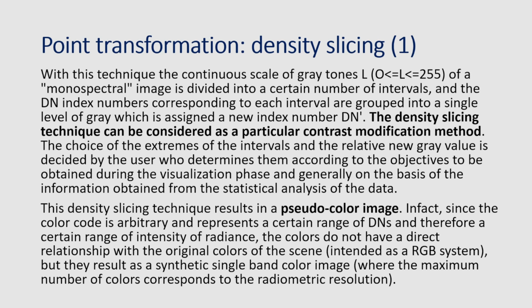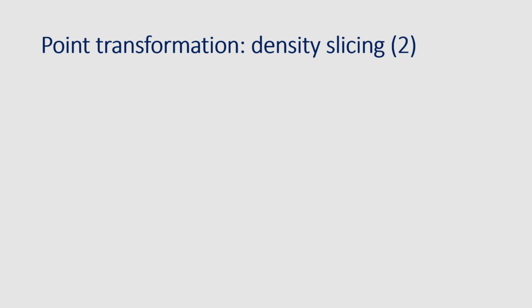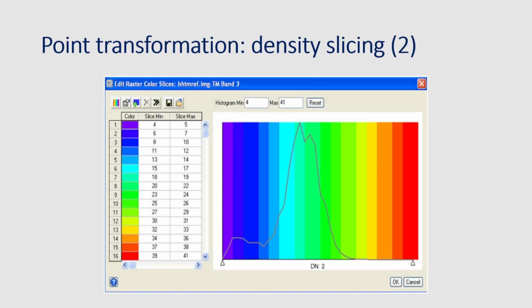In fact, since the color code is arbitrary and represents a certain range of DNs and therefore a certain range of intensity of radiance, the colors do not have a direct relationship with the original colors of the scene, intended as an RGB system, but they result as a synthetic single-band color image, where the maximum number of colors corresponds to the radiometric resolution. In the following figure, an example of density slicing.